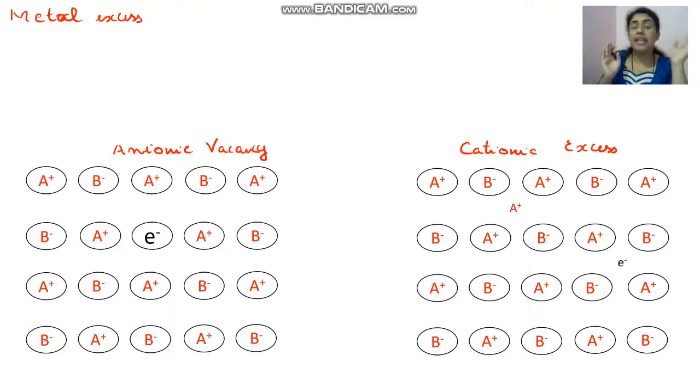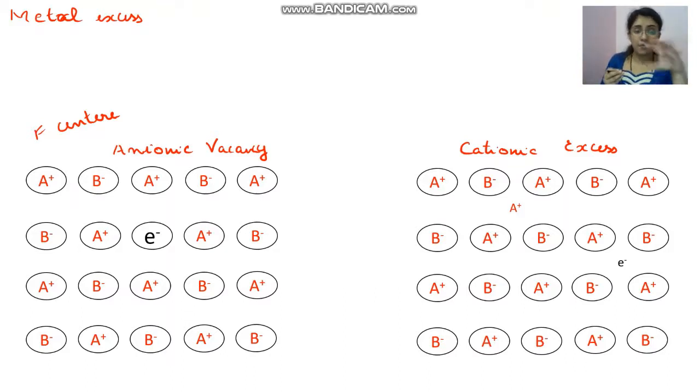To maintain the overall electrical neutrality, that charge balance, an electron would be present there. This electron that is present here is termed an F center, and this electron is responsible for the colors of various substances. It can absorb energy when heated. It can go to a higher level, and when it returns to the lower level, it emits different radiations. F centers provide the colors.